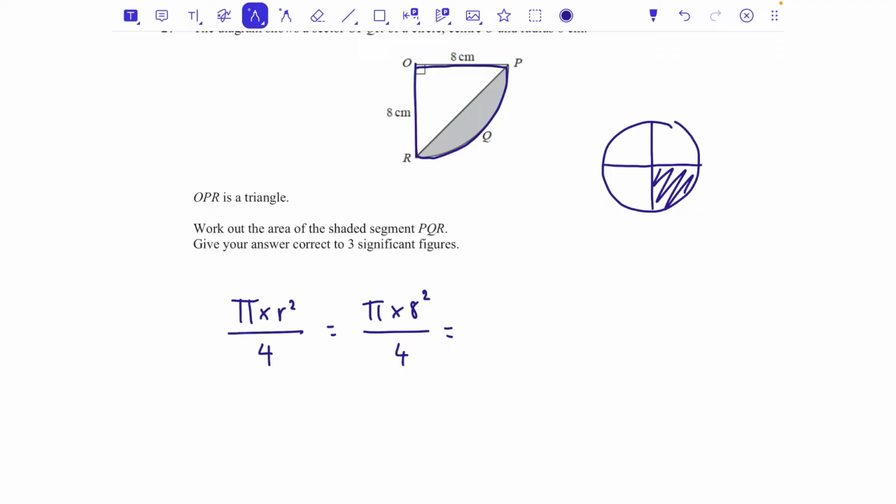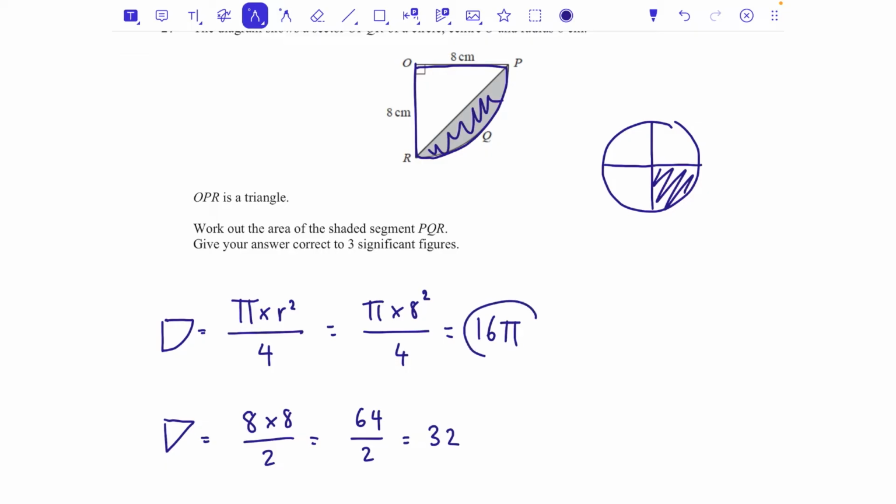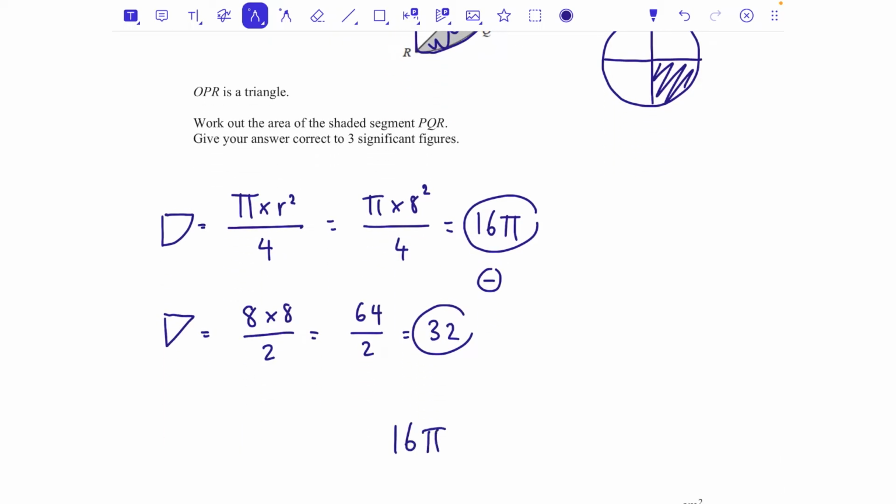So we're going to do pi times 8 squared divided by 4, and that would be the area of the whole thing. To get the area of the triangle, so let's just draw a little quarter circle there. To get the area of the triangle, we're going to do base times height divided by 2. So 8 times 8 divided by 2 is 64 divided by 2, which is 32. Let's now just work out that quarter circle. So in my calculator, I'm typing pi times 8 squared, and I'm going to divide it by 4, and that is 16 pi. So now all I need to do to get the area of this shaded bit is do 16 pi take away 32. So 16 pi minus 32.